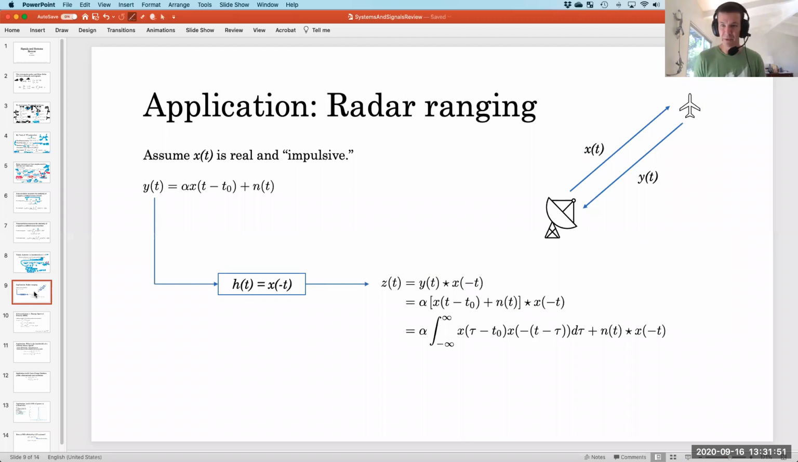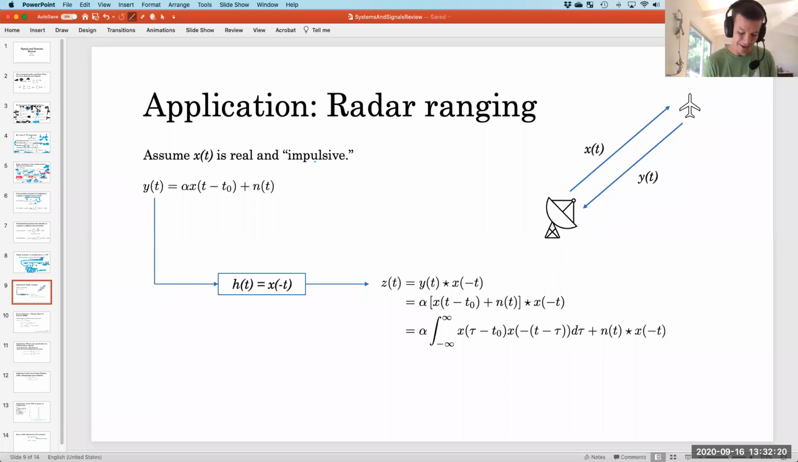Okay, so why the hell would anyone want to do correlation, either auto or cross? So I think that the best application that I can sell you on right now is this idea of using radar to determine how far away an object is. Okay, so radar ranging is what we call it. And so the picture is, I've got a radar antenna and I'm gonna send out an RF pulse, and I'm gonna call that x of t.